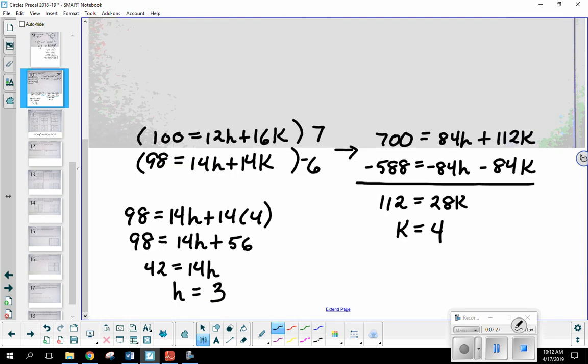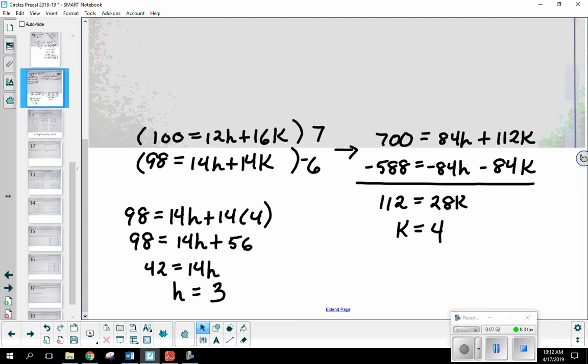But just to save some time, I went ahead and solved it using elimination. Okay. I chose to eliminate the h's. It allowed me to solve for k, which I got 4. And then I took that answer and I started to work backwards, plugged it back into one of the original equations, does not matter which one. So 98 equals 14h plus 14 times 4 allowed me to find h equals 3.